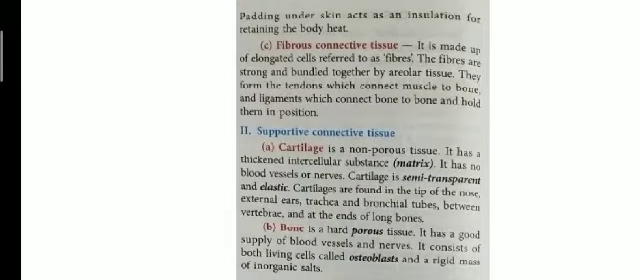Next one is fibrous connective tissue. Fibrous is given in the first word, so you can remember that it is made up of fibers. It is made up of elongated cells, which are called fibers. These fibers are very strong, and they are bundled together by the areolar tissue. They have elasticity and flexibility also, and they form the tendons.